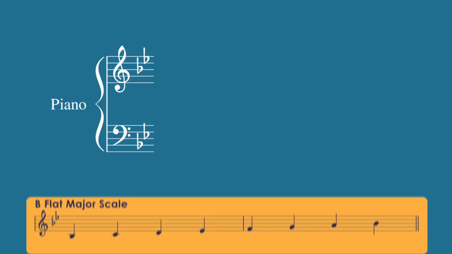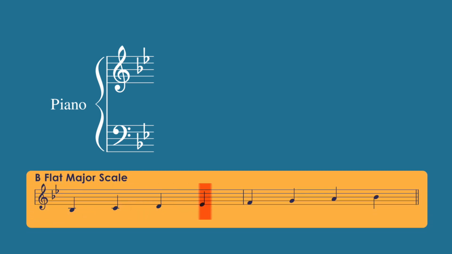If we keep looking left to right, the next thing we see is the key signature. In our example, we have two flats, B flat and E flat. This puts us in the key of B flat. This just tells us that any B's or E's we have in the music will be flat.